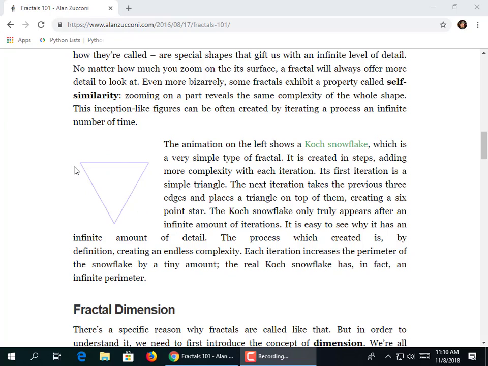So this is the Koch snowflake, a very simple type of fractal created in steps, adding more. First you start with a triangle, and then you add a triangle, then you add a triangle, and so on. You can do this with recursion in Python or any programming language. It only truly appears after an infinite amount of iterations, and it gets an infinite amount of detail.